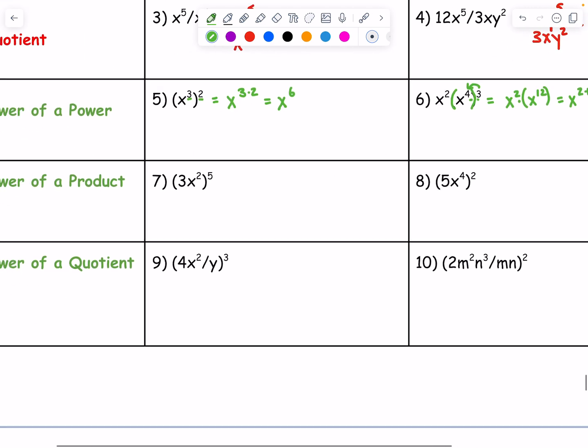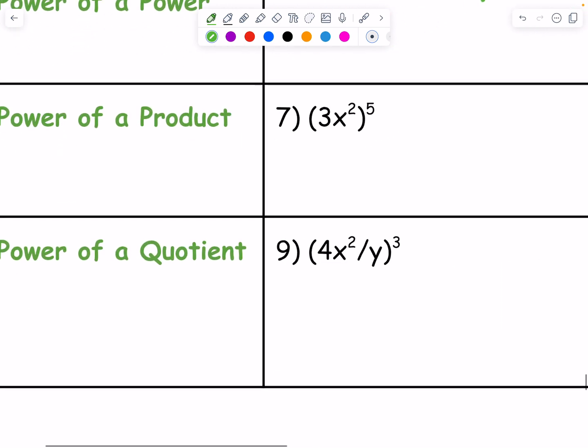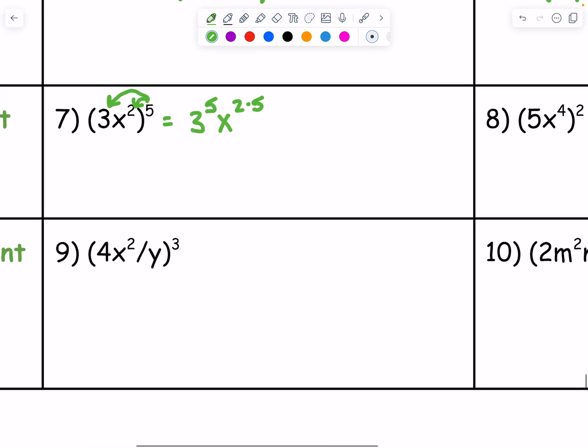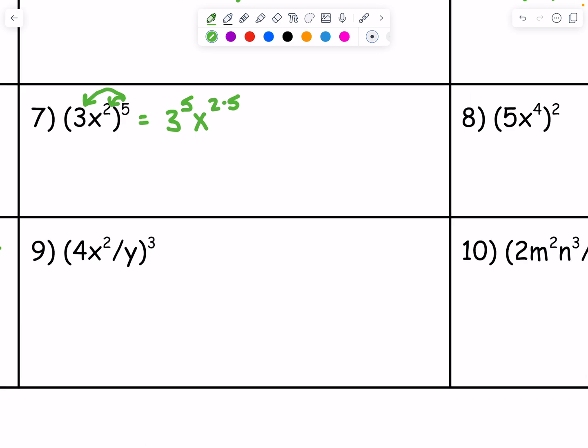All right, let's look at power of a product. We have 3x squared to the 5th power. So you want to take each part of this term and take it to the 5th power. So that means we would have 3 to the 5th power, and then x would be the 2 times 5, that would be our new exponent. So 3 to the 5th power, we could either leave it that way or we could multiply those all together. Let's see what we got. So 3 times 3 is 9, and 3 times 3 is 9, and then we'd have one more 3.